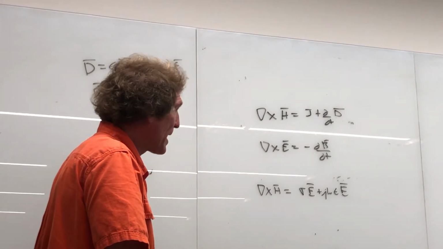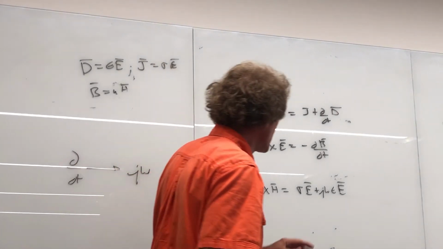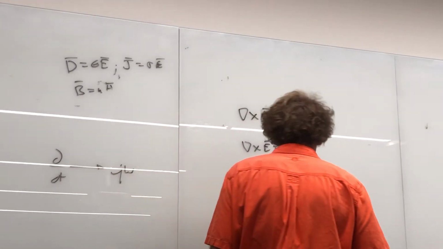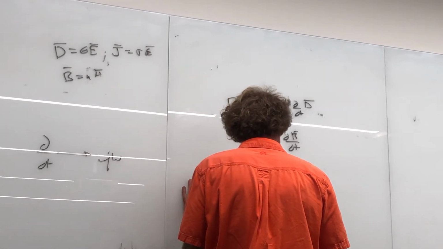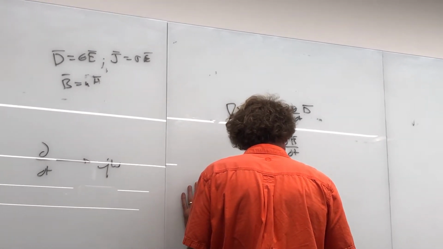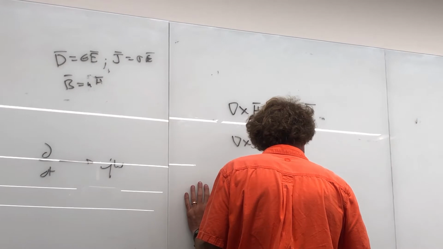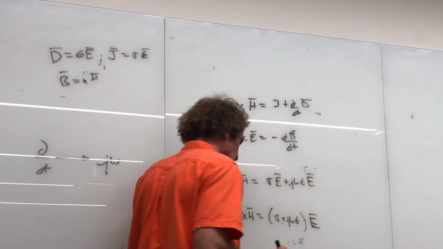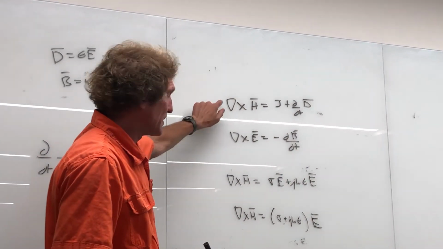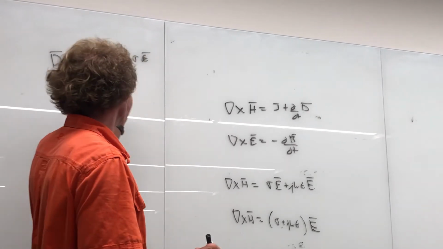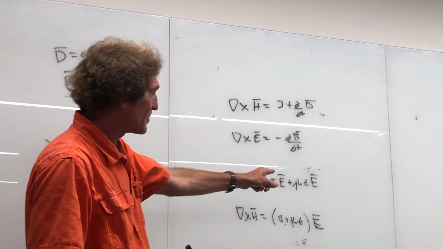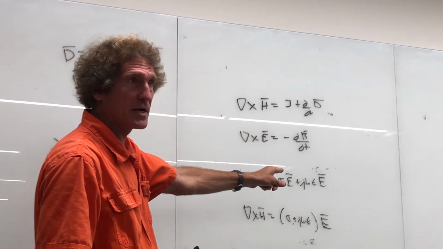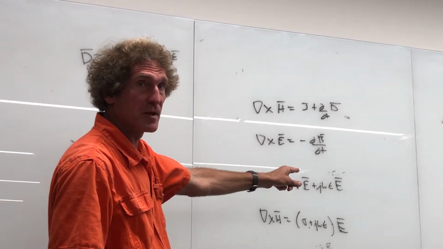All right. Now, what I'm going to do is group the sigma and j omega epsilon separately. So I have curl of H is equal to sigma plus j omega epsilon times E. And that's taking this equation and substituting in J is sigma E, D is epsilon E, and replacing the time derivative with j omega, thereby taking it into the phasor domain. All right?